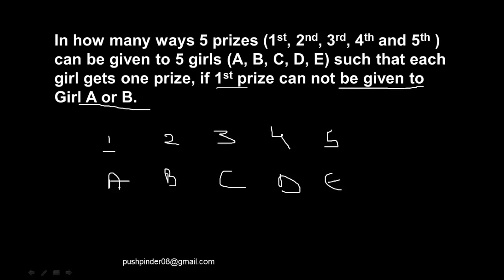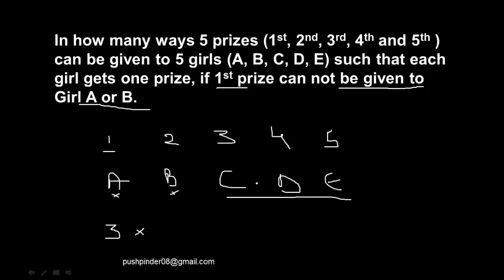Now let's give the first prize. The first prize cannot be given to girl A and it cannot be given to girl B. So how many ways are there to give the first prize? Yes, there are 3 ways in which I can distribute the first prize. It can be given to either C, D or E. Right? Now let's go ahead and solve the next part.